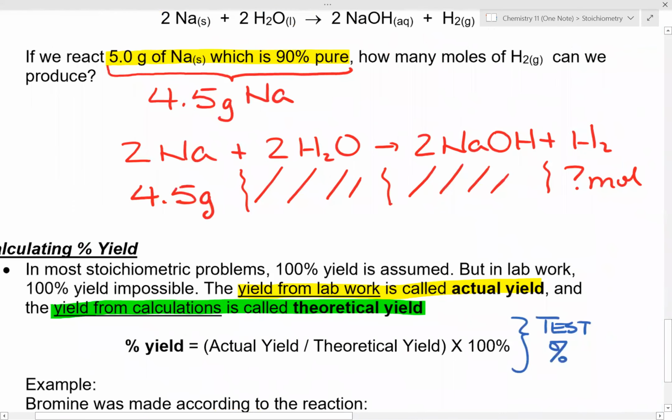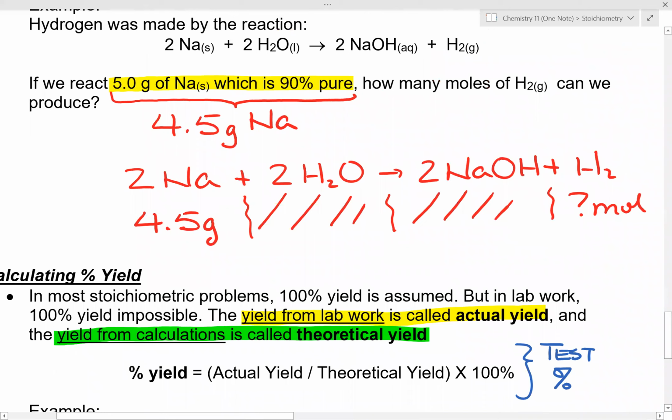So percent yield would be actual yield divided by theoretical yield. This is like your test percentage. Let's say you were to write a test. The test was out of 30. That would be the theoretical yield. The actual yield would be you actually writing the test, getting 27 out of 30. You take the 27 divided by 30, you would get 90%. That would be like your percent yield.